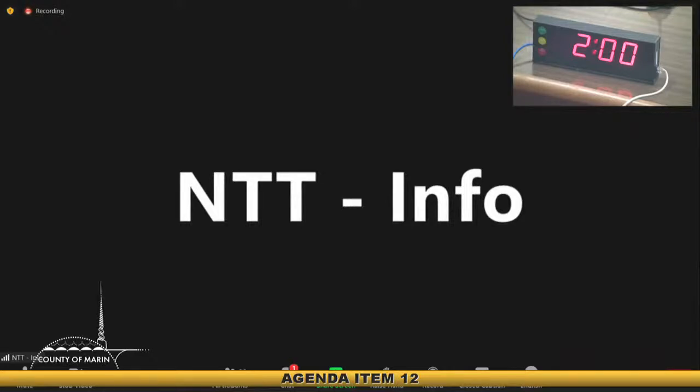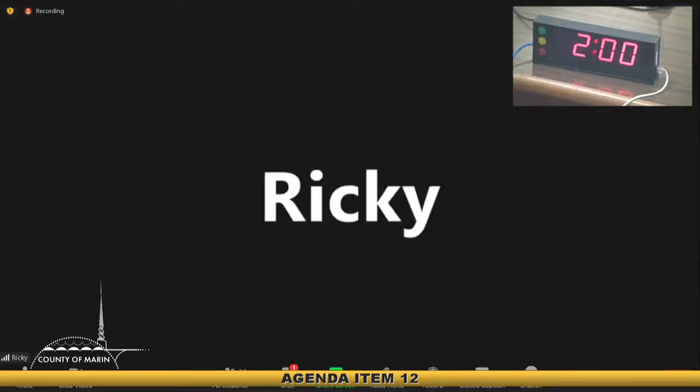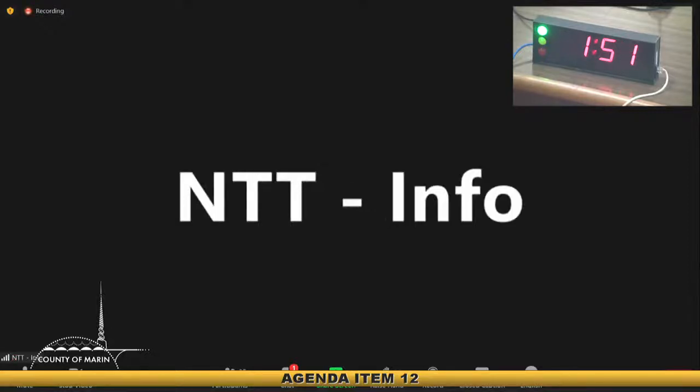The next speaker is caller with telephone number ending in 689. Please unmute. Hello? Yeah, we can hear you. Oh, hey, this is Ricky. Caller with telephone number ending in 689, please unmute your device. Ricky, please hold on.